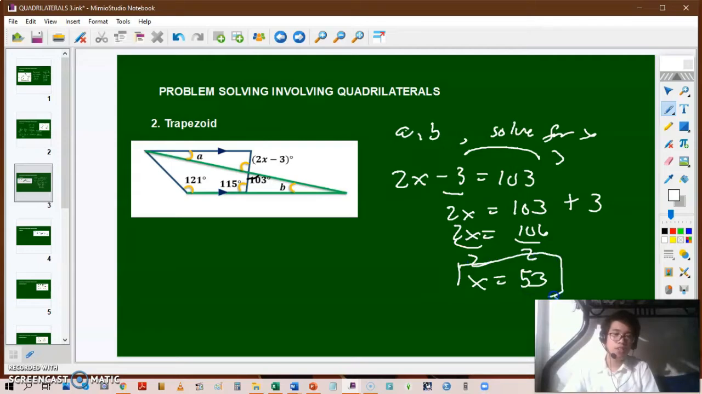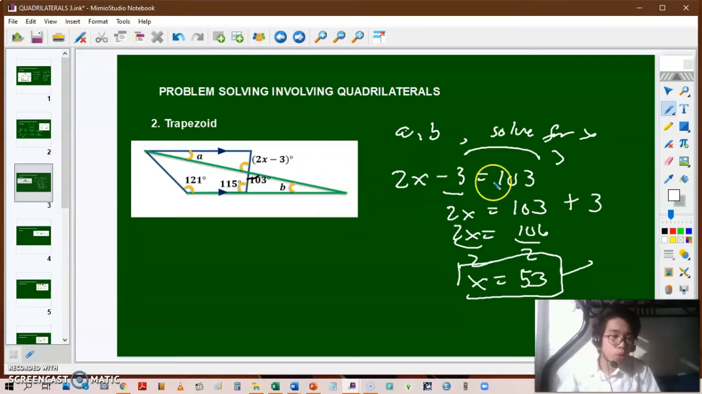So the value of x there is 53. Okay, so we solve for that one. Now comes the a little bit more difficult part, but we can solve it just by using a bit of algebra. Okay, so we want to solve for the values of angle A and angle B. So how do we do that?